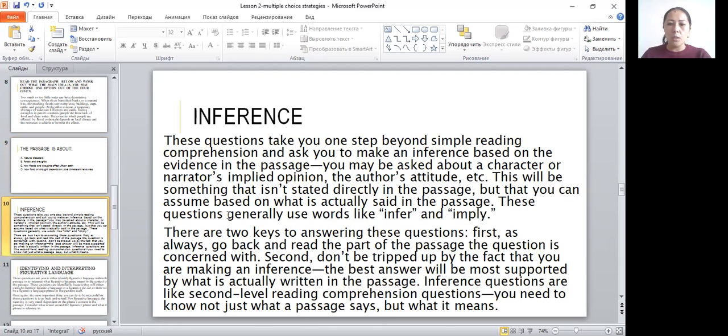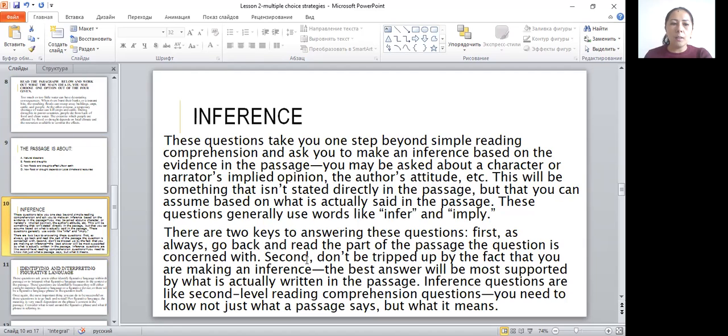evidence in the passage, and you should know the author's opinion and attitude. You can see some of the words that look like infer or imply. And there are two steps of finding inference questions.